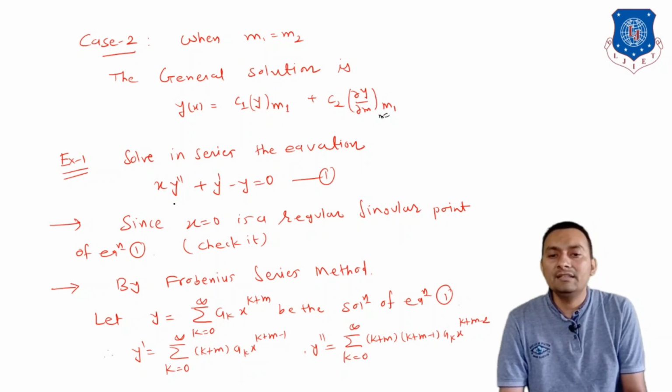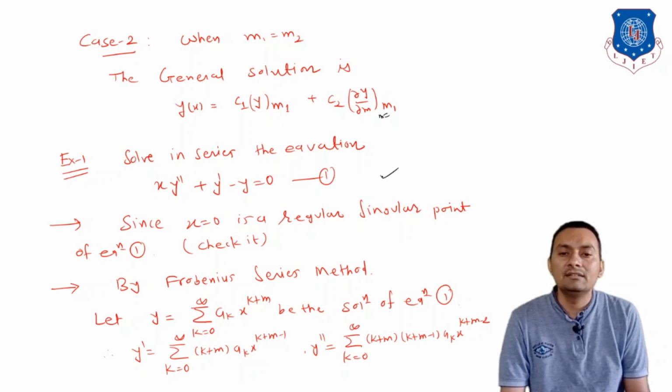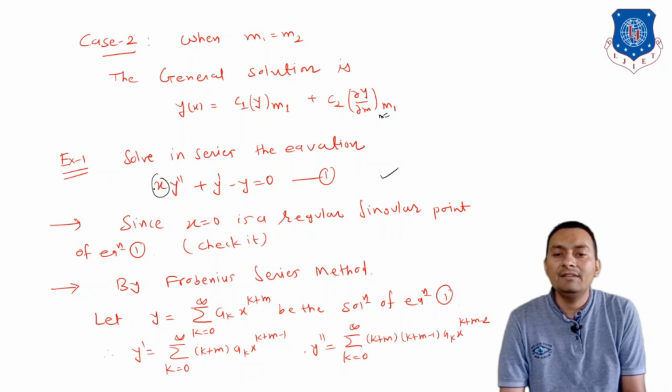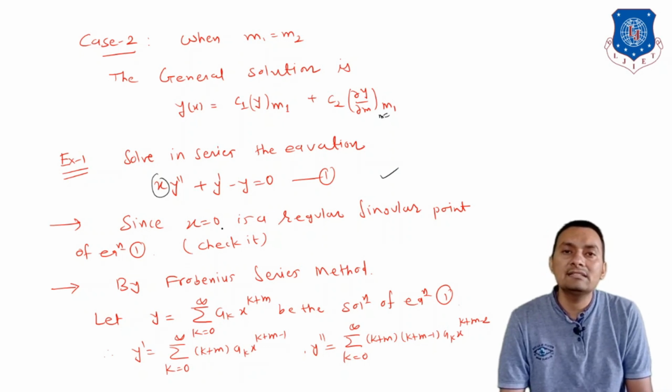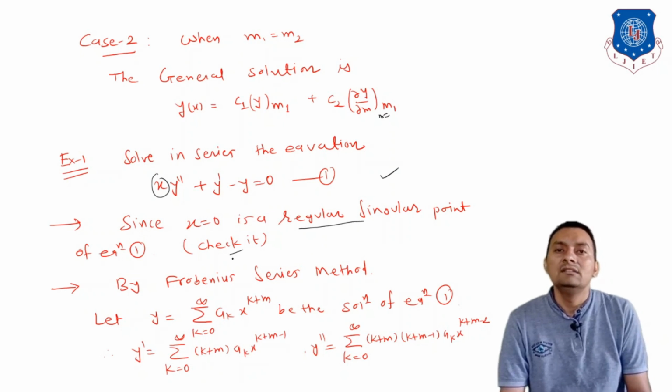So let us start with x y double dash plus y dash minus y is equal to 0, and that is the given differential equation. Clearly when I divide by x, I will get that x equal to 0 is a singular point, and I can also verify that x equal to 0 is a regular singular point. So check it. Therefore the Frobenius series method is applicable.